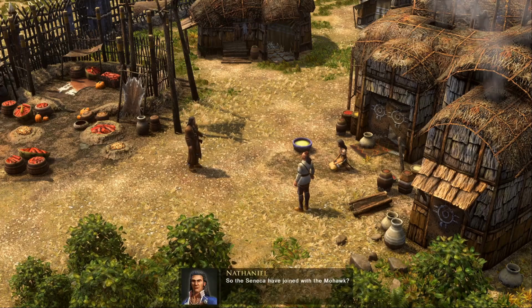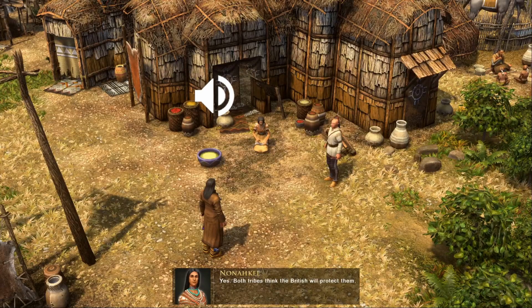So the Seneca have joined with the Mohawk. Yes, both tribes think the British will protect them.